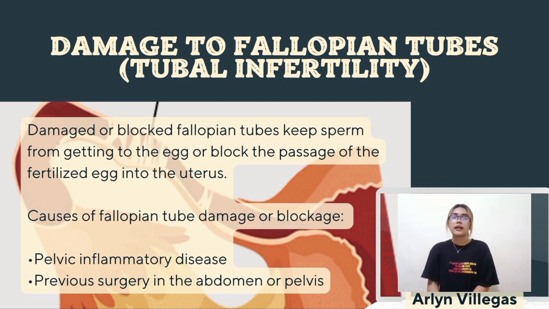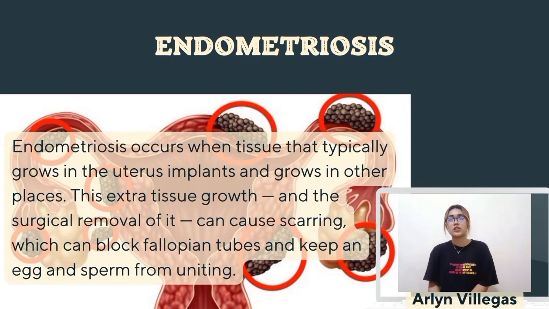The next cause of infertility is endometriosis. So endometriosis occurs when tissue that typically grows in the uterus implants and grows in other places. So this extra tissue growth and the surgical removal of it can cause scarring, which can block fallopian tubes and keep an egg and sperm from uniting. So endometriosis can also disrupt implantation of the fertilized egg. So the condition also seems to affect fertility in less direct ways, such as damage to the sperm or egg.